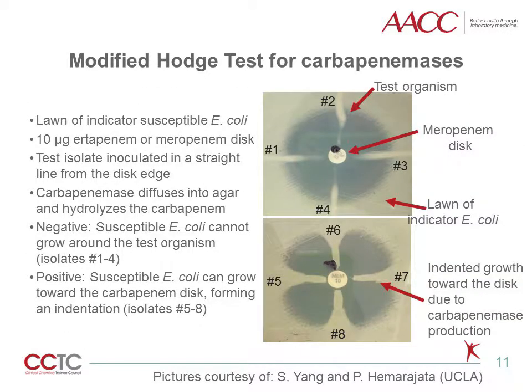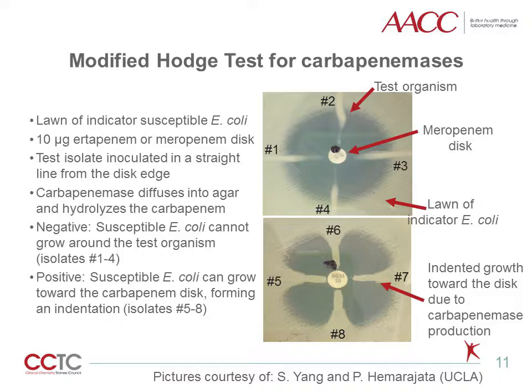For phenotypic tests, report positive results as carbapenemase positive or carbapenemase producer and negative results as carbapenemase not detected. While the modified Hodge test will no longer be recommended by CLSI, I will describe it here. This test measures growth of a susceptible E. coli strain in the presence of a carbapenem disc and a potential carbapenemase producer. A lawn of susceptible indicator E. coli is spread on a Mueller-Hinton agar plate, and a 10 microgram disc of ertapenem or meropenem is placed on the lawn. The test isolate is inoculated in a straight line approximately 20 to 25 millimeters in length from the disc edge, and the plate is incubated 16 to 20 hours.